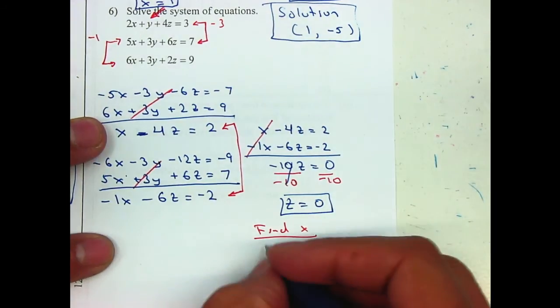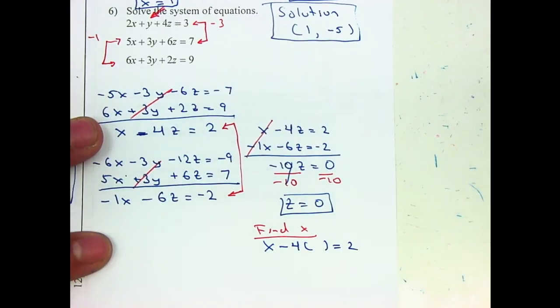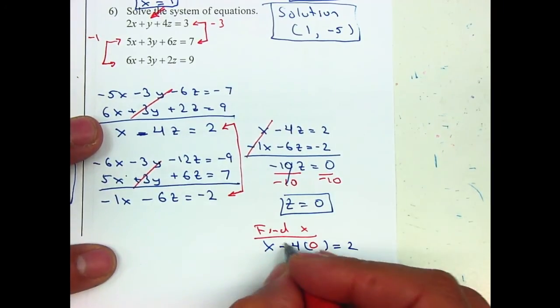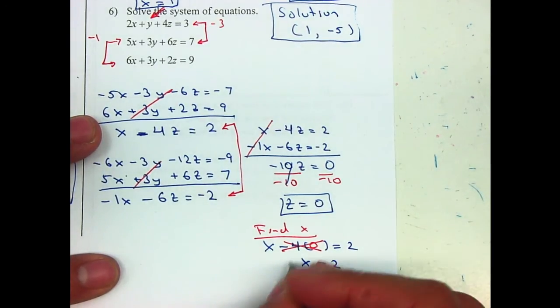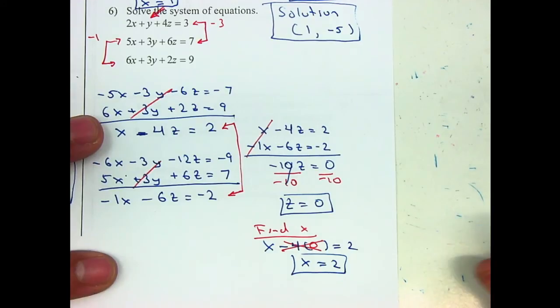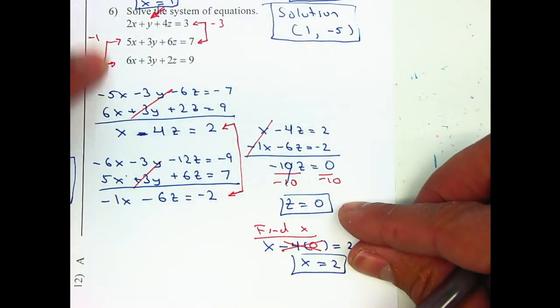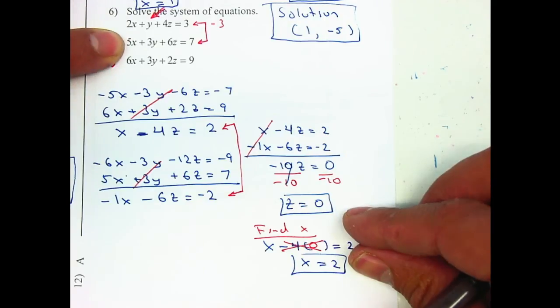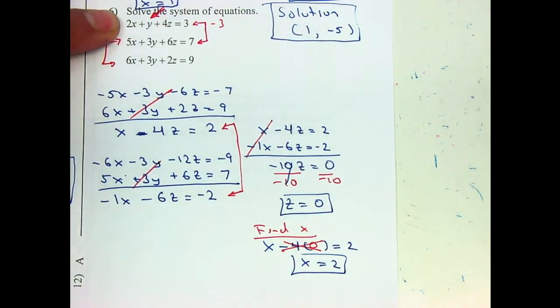That gives me x minus 4, but instead of the z, I'm going to plug in a 0. Negative 4 times 0 is 0. So I just have x is equal to 2. Now that I have two values, I can plug both values into any of those three equations to find the value of y. They all look pretty similar, so I'm just going to plug it into the first equation. I'm going to find y.